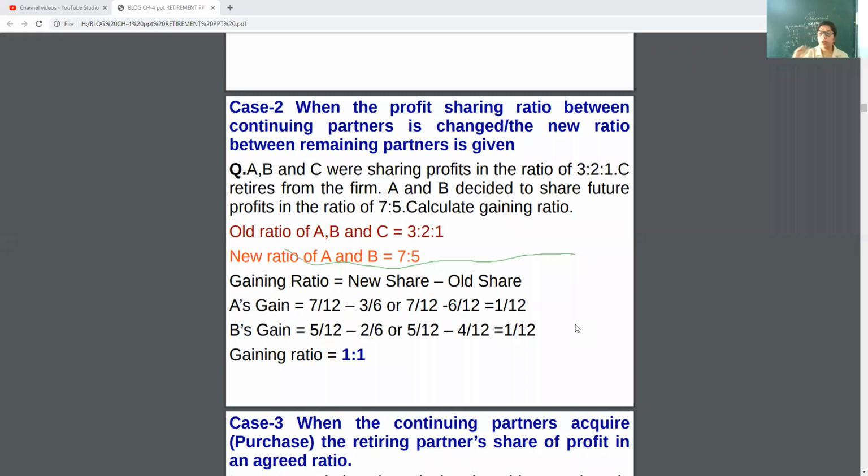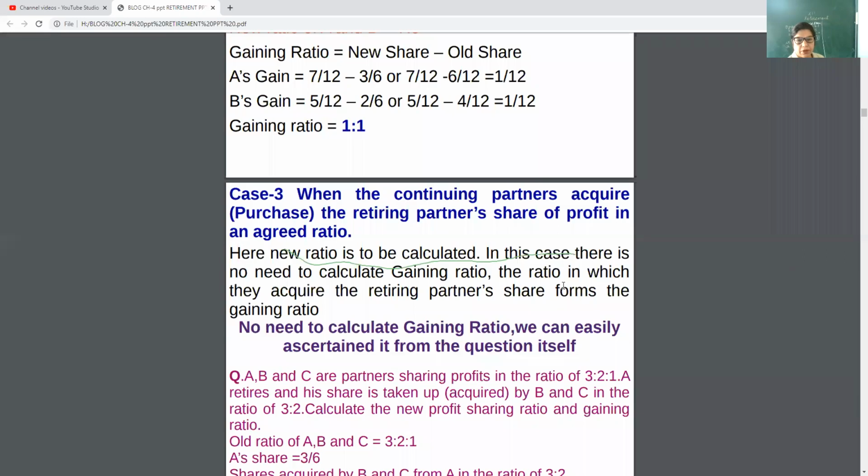Now, my dear children, see what is the difference between these two cases. In the first case, only the old share is given, nothing else. In the second method, old and new both are given. See, this is the old, this is the new. Okay. Now we are moving towards the third method.